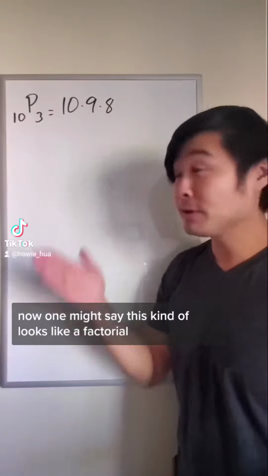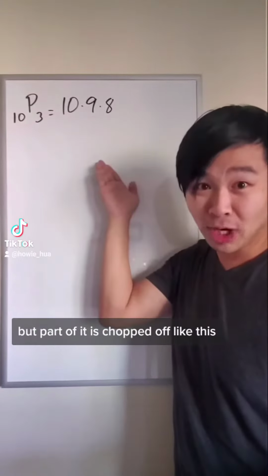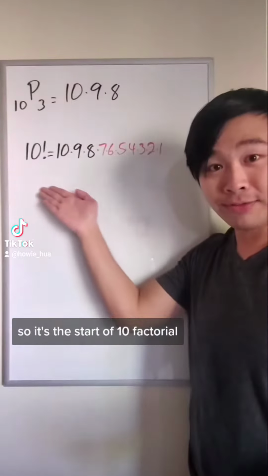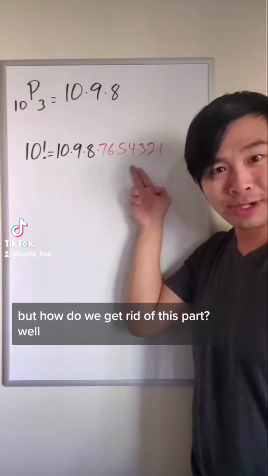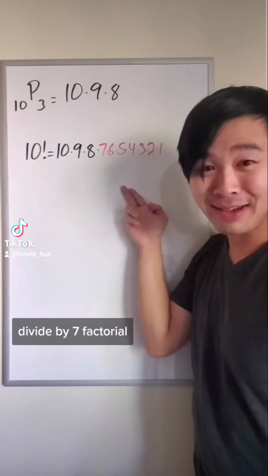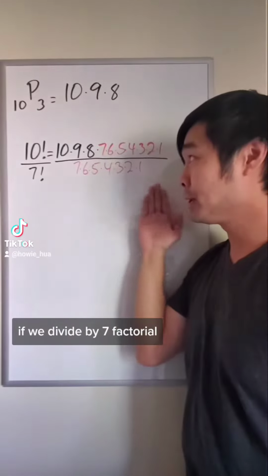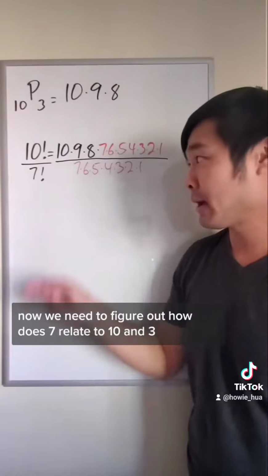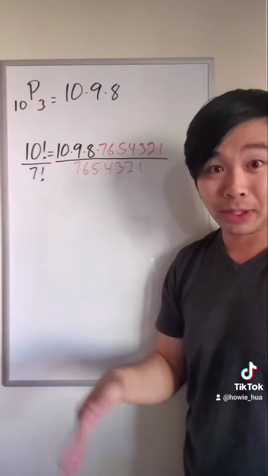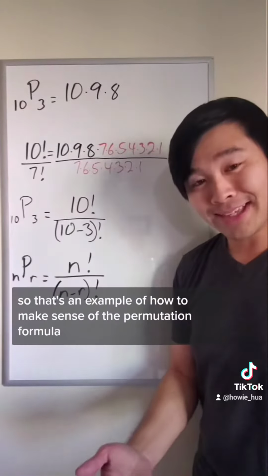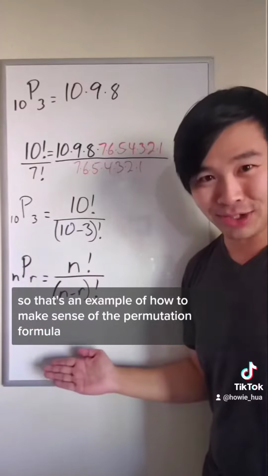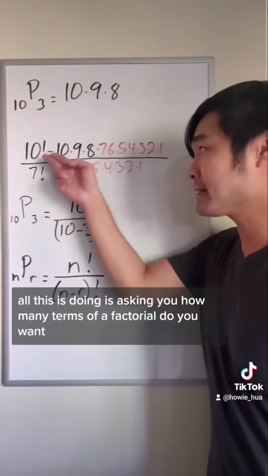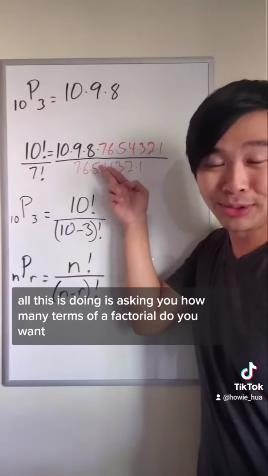Now one might say this kind of looks like a factorial, but part of it is chopped off, like this. So it's the start of 10 factorial, but how do we get rid of this part? Well, divide by 7 factorial. If we divide by 7 factorial, we get the first 3 terms, 10 times 9 times 8. Now we need to figure out, how does 7 relate to 10 and 3? Well, 7 is 10 minus 3. So that's an example of how to make sense of the permutation formula. All this is doing is asking you, how many terms of a factorial do you want?